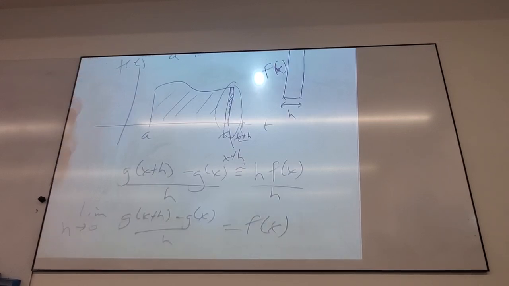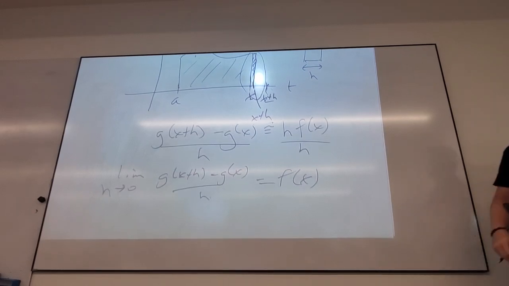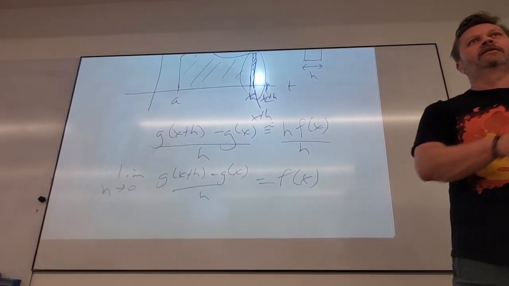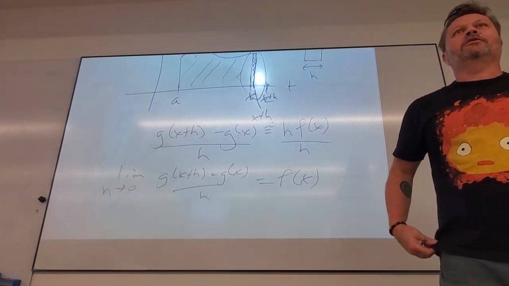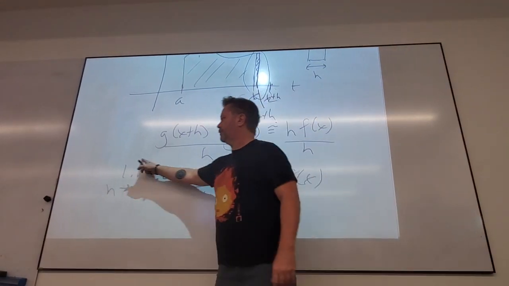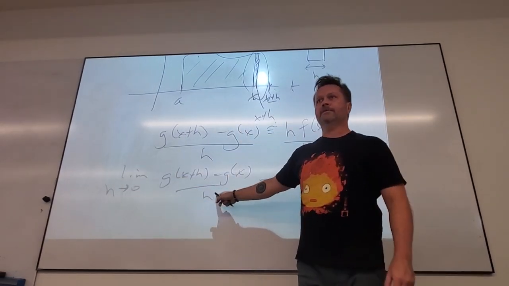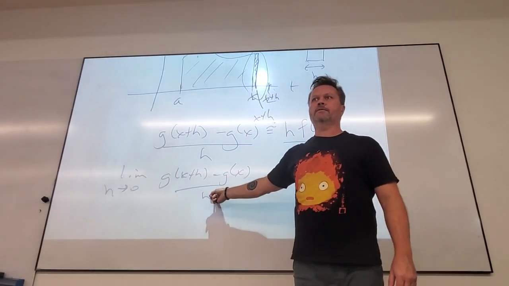equals f of x. And you're all like, great, Jeff. Yay. Good for you. What does all that mean? It's the derivative. We just proved, what is this side? What's a better symbol for this side? G prime, yes? That is the definition of g prime of x.